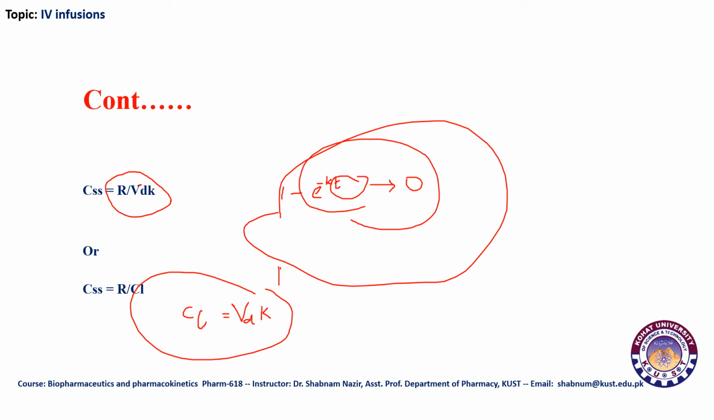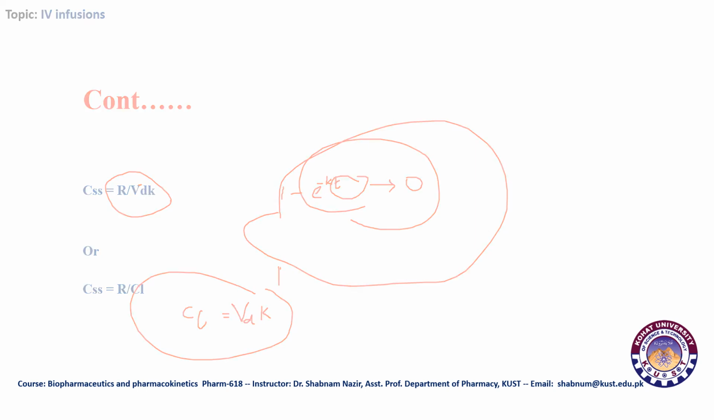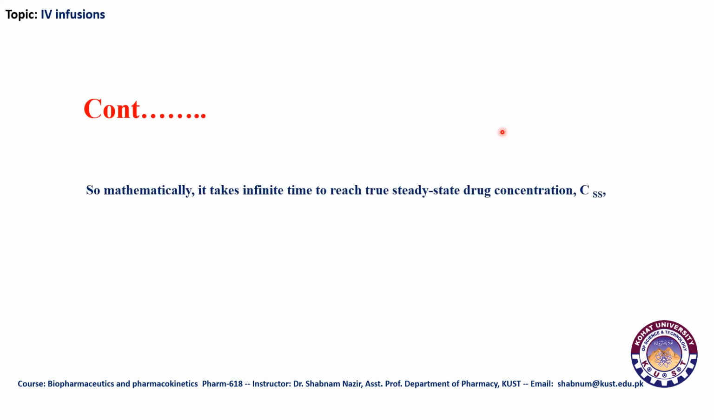We can use both the equations in order to calculate the steady state concentration at the steady state level. It depends on whether you have the clearance value with you or you have the volume of distribution or elimination rate constant value. So mathematically, it takes infinite time to reach true steady state drug concentration.